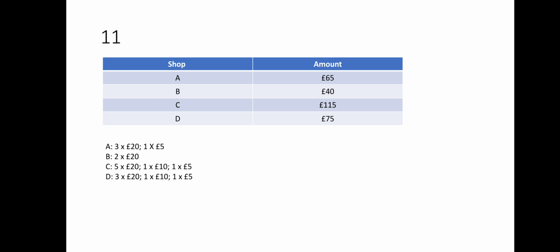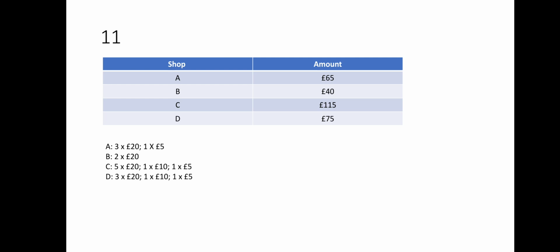So to answer this question, if we focus on the fact that she uses the smallest possible number of notes, that must mean that she uses the highest value note first, as much of that as possible, before moving down to the lower value notes. So just to say that again, because she uses the smallest possible number of notes, she must first use as much of the £20 notes as possible before moving down to the £10 notes, and then the £5 notes. That way you're going to use the smallest possible number of notes.